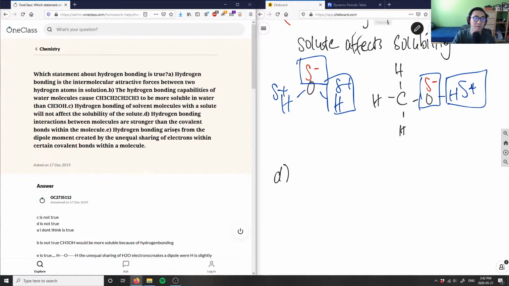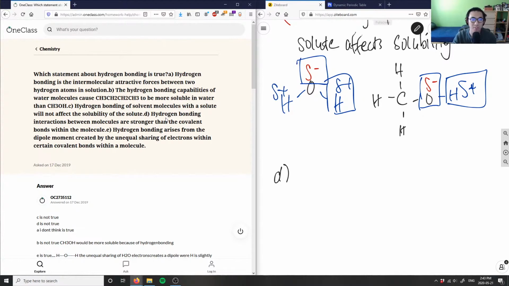So this is a trick question. Hydrogen bonding between molecules are stronger than the covalent bonds within the molecule. Again, this is not true as well. So this solution is correct, but the trick here is that we know hydrogen bonding is actually stronger than covalent bonds, but this has to be only within the molecule. When we talk about between the molecules, then it gets a little bit trickier.